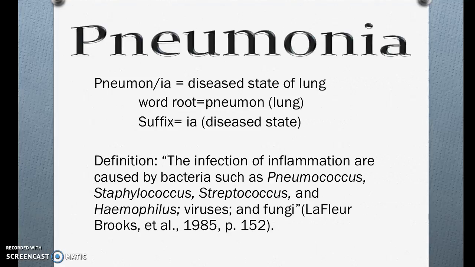The word pneumonia means diseased state of lung. There's a word root and a suffix. For this definition, which was from our textbook, it discusses basically that pneumonia is an infection or inflammation caused by different types of bacteria that cause this disease state of lung.